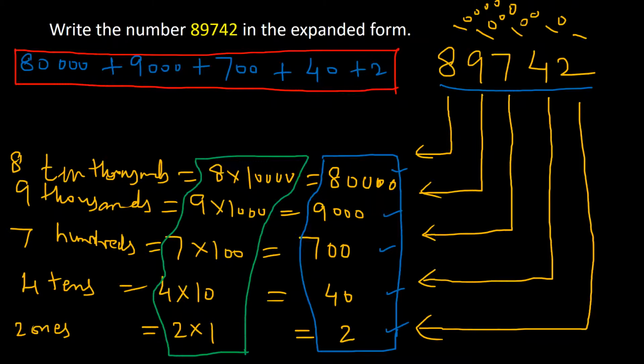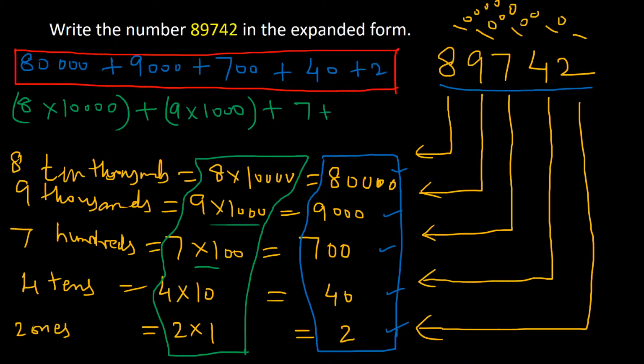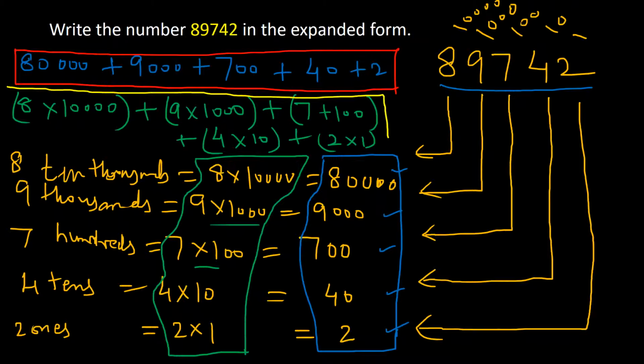So now if we use this format, I'll just write this format in a slightly better way. This becomes 8 into 10,000, in a bracket, then plus the second number, which is 9 into 1000, in a bracket, then the third number is 7 into 100 in a bracket, then plus the fourth number, 4 into 10, again in a bracket, then the last number is 2 into 1, again in another bracket. I put them in a box again. So this is another expanded form of the number given to us.